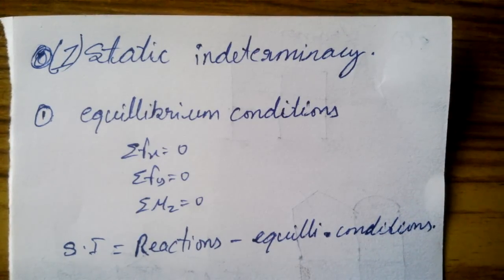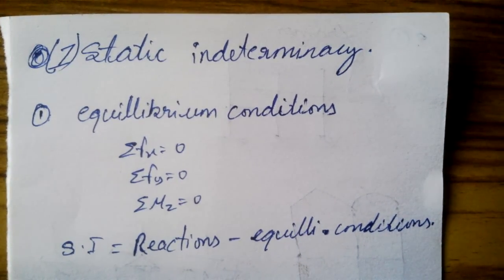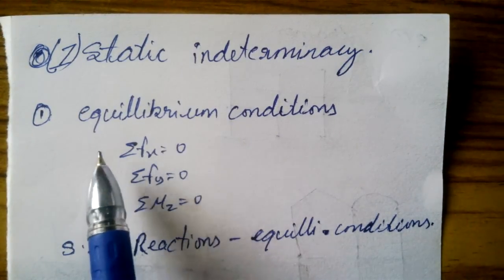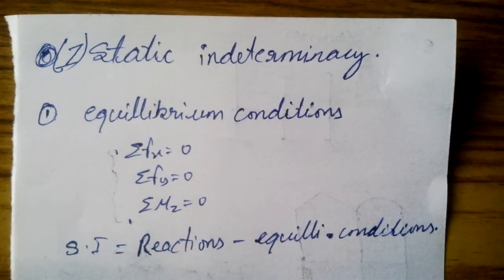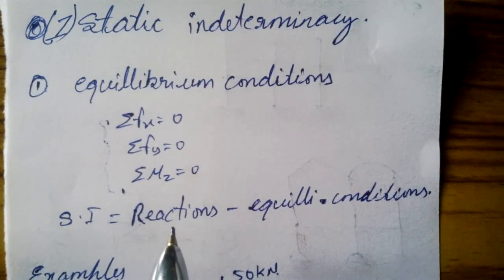Okay, one of the major formulas we use here is: static indeterminacy equal to reactions minus equilibrium conditions. These three are the equilibrium conditions. You will understand this better with the following examples.